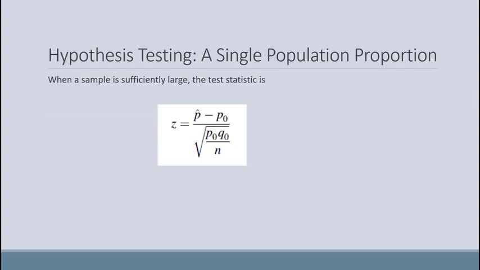Testing hypotheses about a population proportion is carried out in much the same way as for a mean, when the conditions necessary for using the normal curve are met. One-sided or two-sided tests may be made depending on the question being asked. When a sample is sufficiently large, the test statistic is calculated using the formula shown on this slide. When the null is true, the test statistic follows a standard normal distribution.